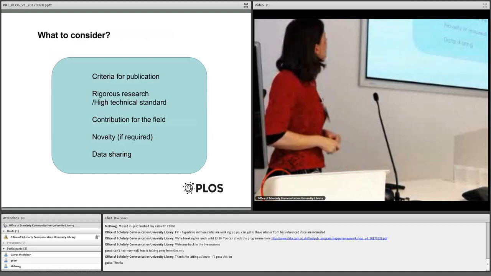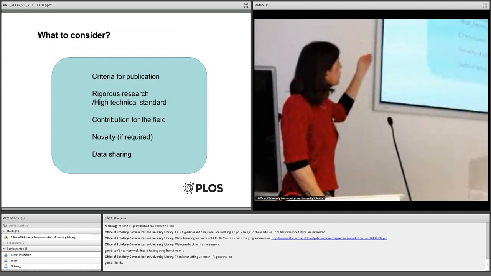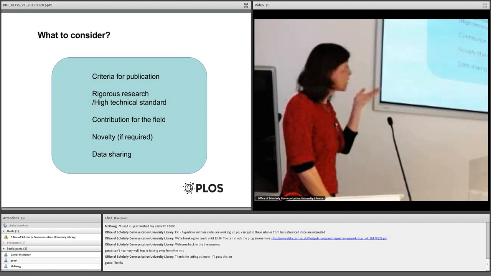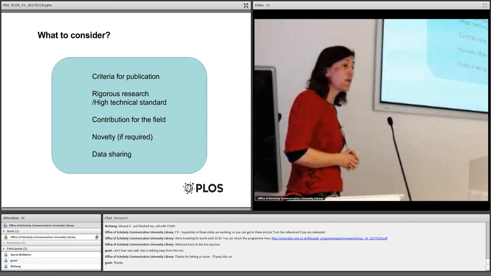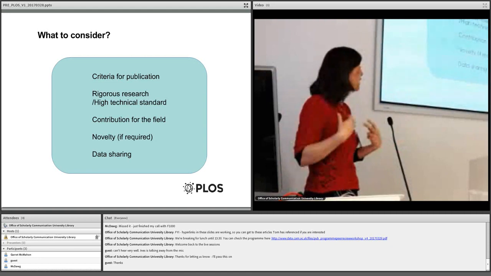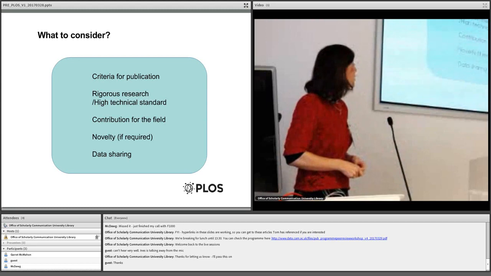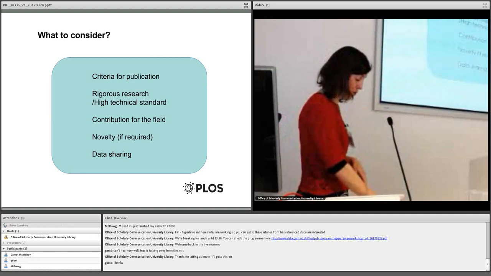So these are the criteria that you should consider. What is the scope? It has to be rigorous research and of high technical standard. The contribution to the field: does it have a broad scope or is it just specific for some scientists? Novelty is required, and very importantly, data sharing. As you hear from our funders, we are very interested in sharing the data. So everything that is published has to be shared, and there are no exceptions. This is something very important, and you should check it if you review for our journals.